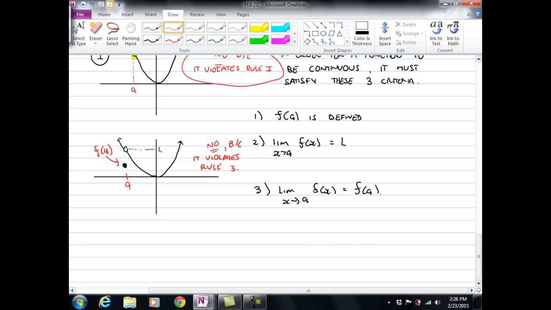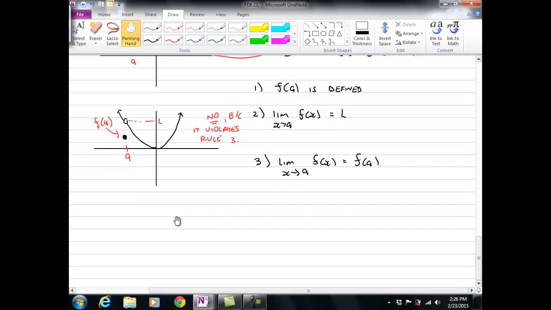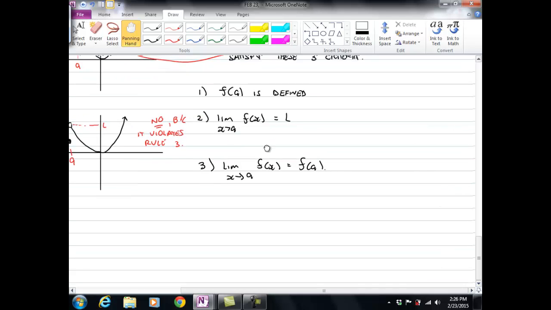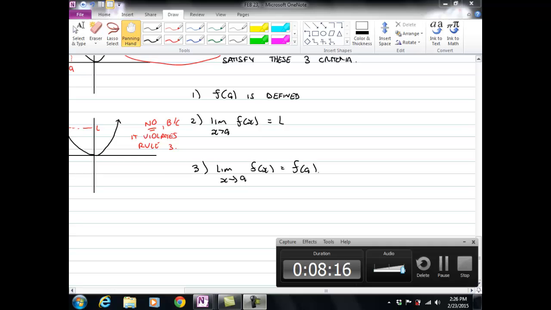Now some of you say, Mr. Snow, how come you didn't give us an example for rule 2? Guys, come up with your own drawing. Here, I'm going to walk around and give you some time to play with this. I want you to create a graph that violates rule number 2 when x approaches A. So, have fun. I'm going to pause.